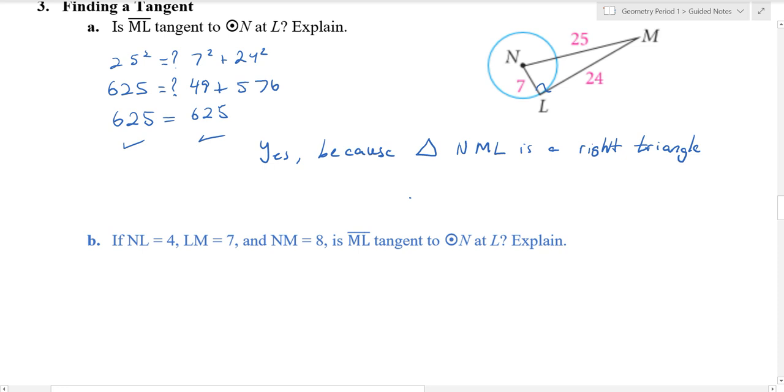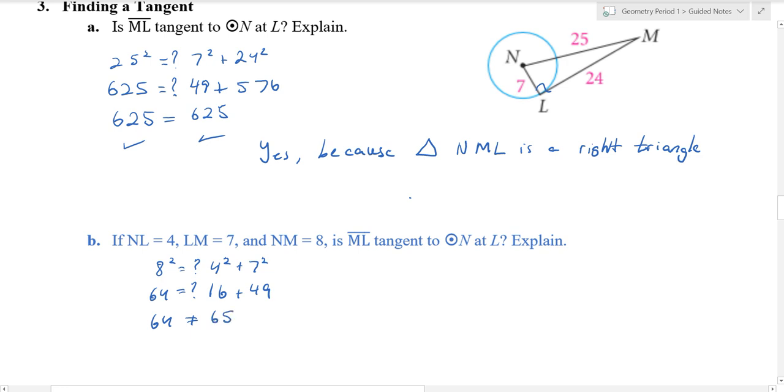All right, let's see if we can actually come up with the answer for this one. This one is pretty much the same process, except that we're using different numbers. So we actually have our supposed hypotenuse now is 8. So we have 8 squared equals question mark 4 squared plus 7 squared. 8 squared is 64, equals question mark 16 plus 49. And then we have 64 over here, and 64 does not equal 65.